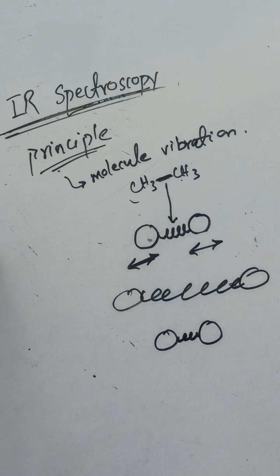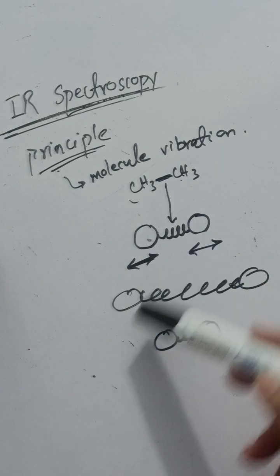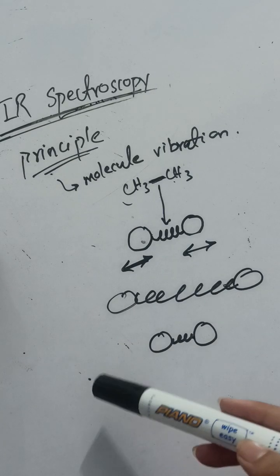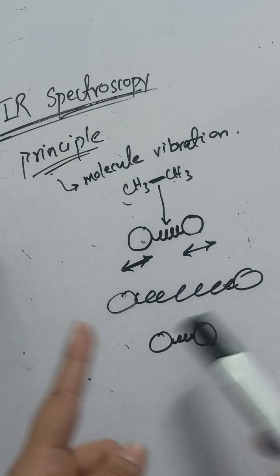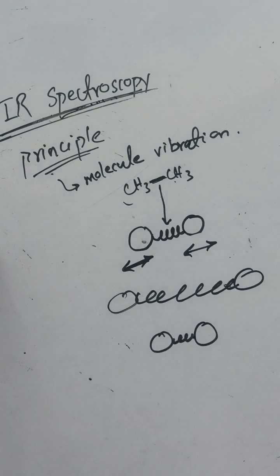Okay, and why does this vibration take place, or why is the dipole moment changed after absorbing IR? Because the covalent bond oscillates. Now your bond is oscillating, increasing the distance, then decreasing the distance, increasing, then decreasing. This kind of oscillation is why the dipole moment is changed.